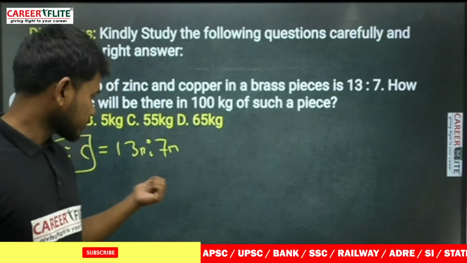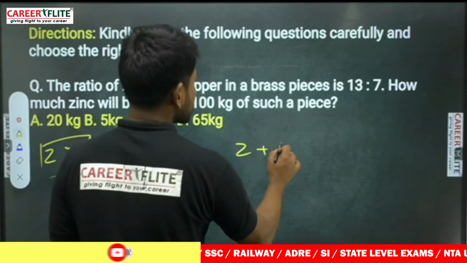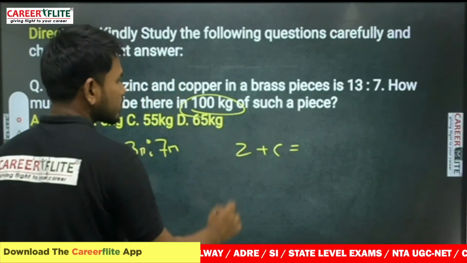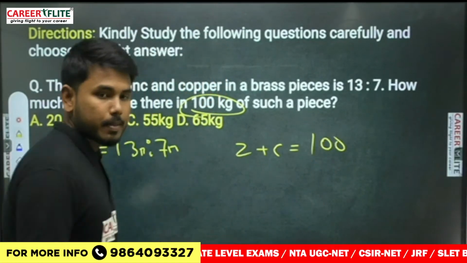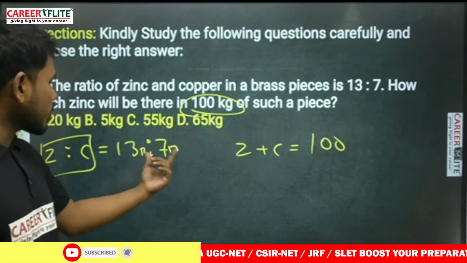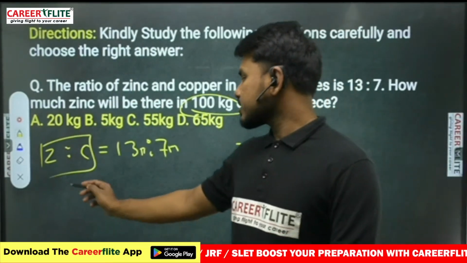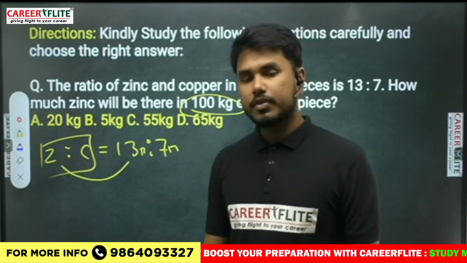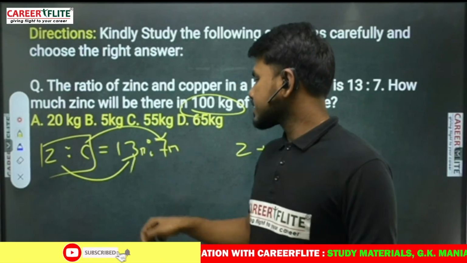Now, what is the total quantity, zinc plus copper? 100 kgs. So how much zinc do we have in the ratio and how much copper? The amount of zinc is 13R. The amount of copper is 7R.